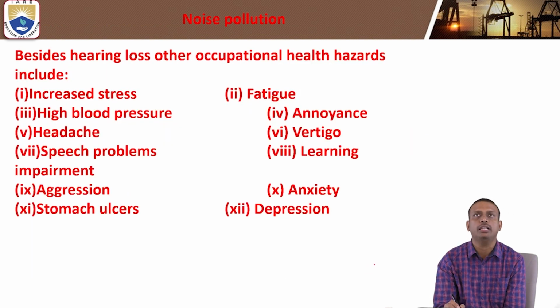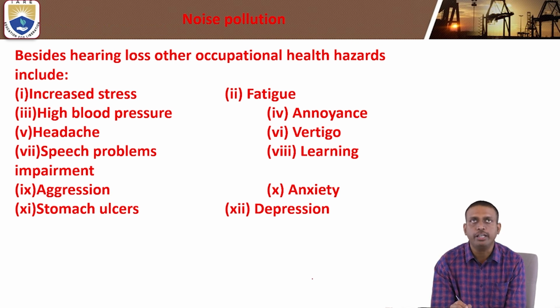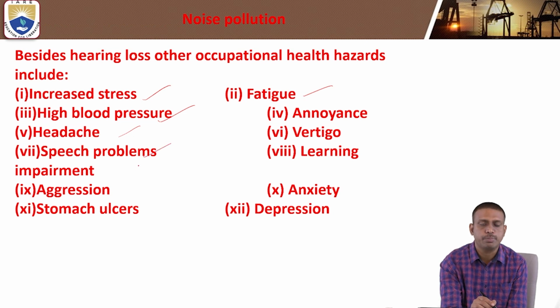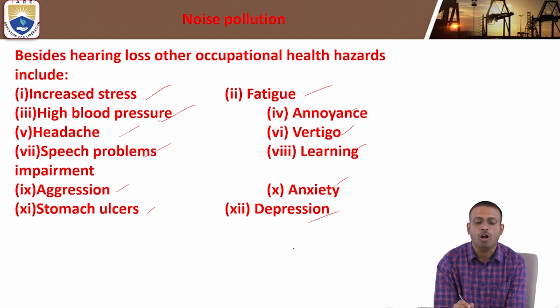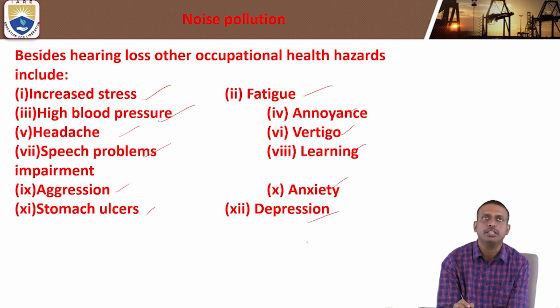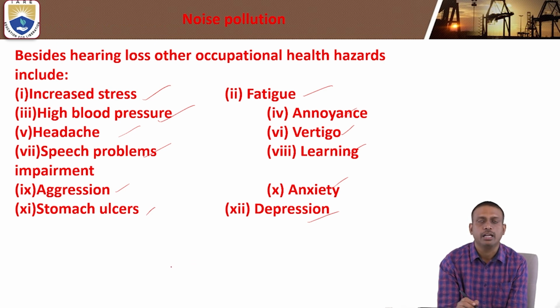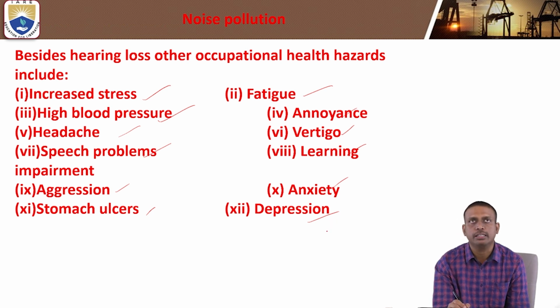Besides hearing loss, there are some other occupational health hazards. They include increased stress, fatigue, high blood pressure, annoyance, headache, vertigo, speech problems, learning impairment, aggression, anxiety, stomach ulcers, and depression. All these are some of the other occupational health hazards besides the hearing loss due to noise pollution.